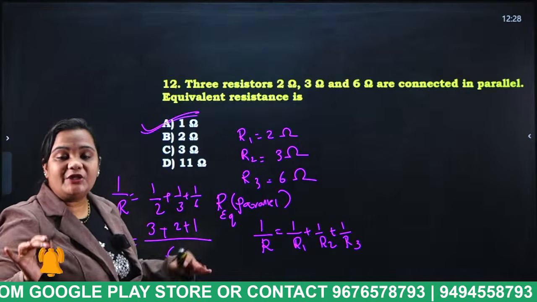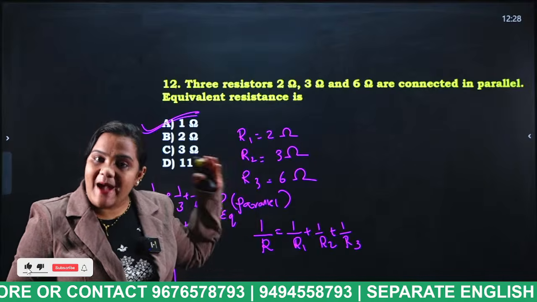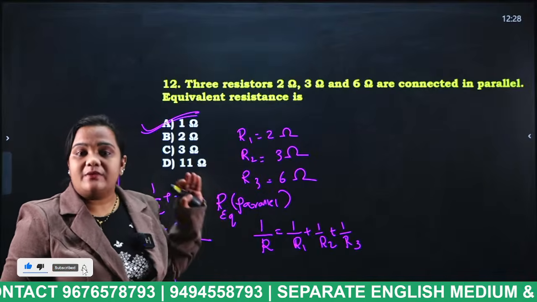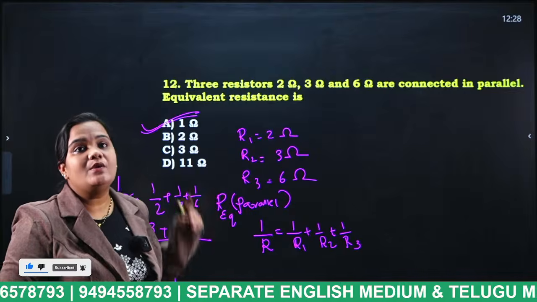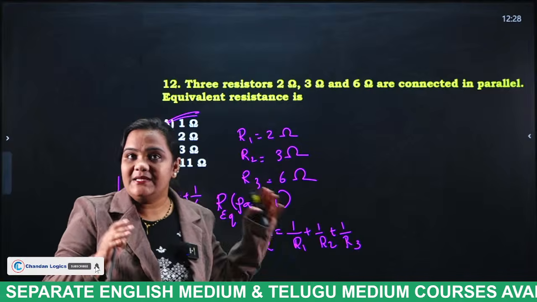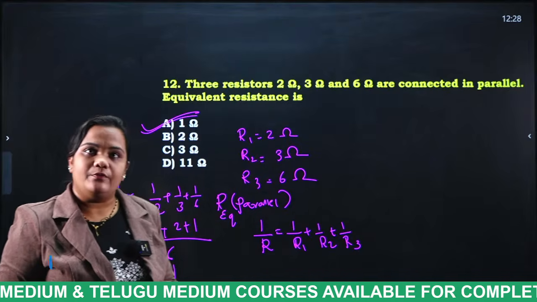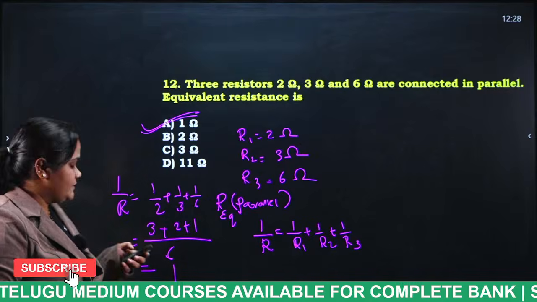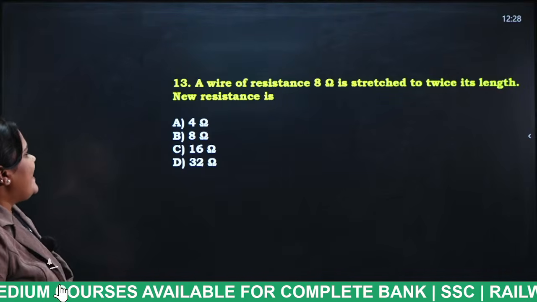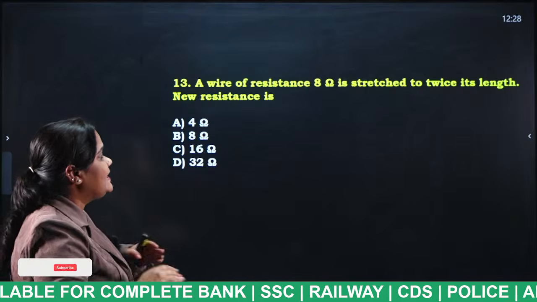The resultant equivalent of these three resistors connected in parallel is 1 ohm. Clear? Yes, very good, very good. If it were given in series connection, 2 plus 3 plus 6, that is 11 ohms. Very good. Okay. Next. A wire of resistance 8 ohms is stretched to twice its length.